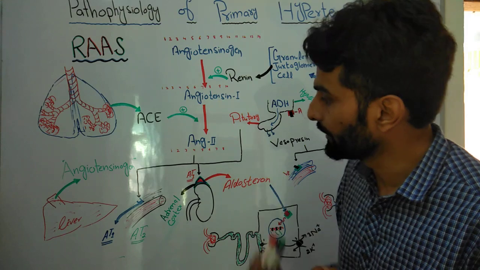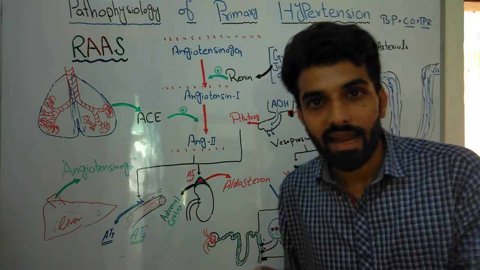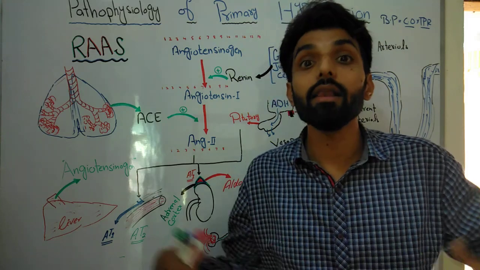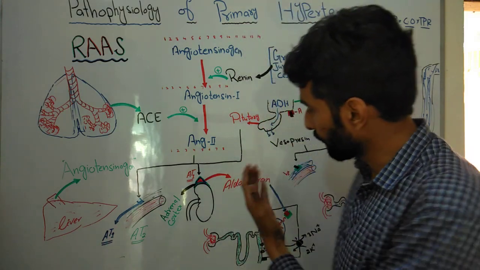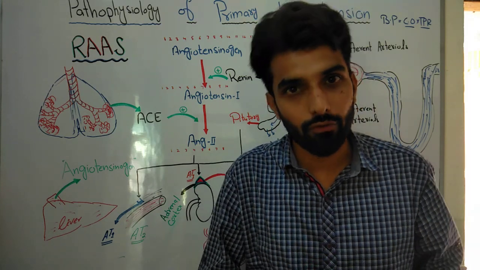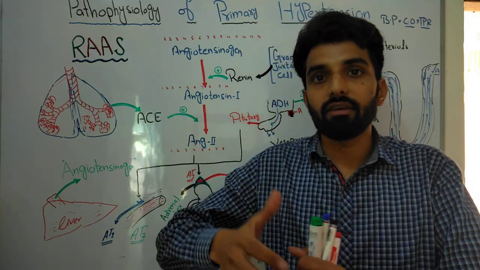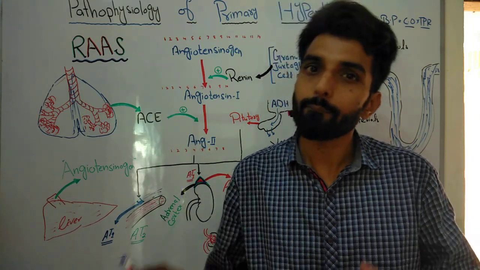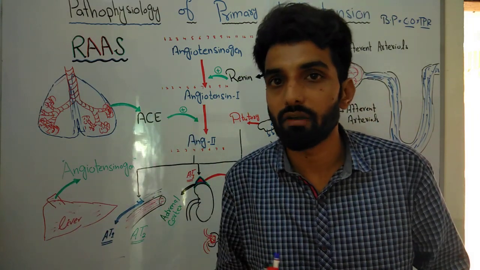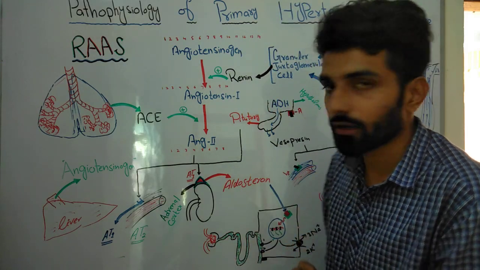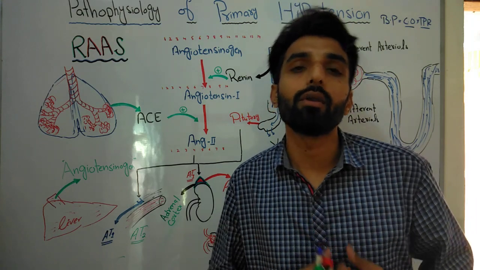So angiotensin 2 will act on the adrenal cortex as well as the adrenal medulla, and it will increase the secretion of aldosterone as well as catecholamines, epinephrine and norepinephrine. And you know that when epinephrine and norepinephrine levels increase, obviously cardiac output and TPR both will increase and blood pressure will go up. Now let's talk about the mechanism of aldosterone. How is aldosterone going to increase the blood pressure?